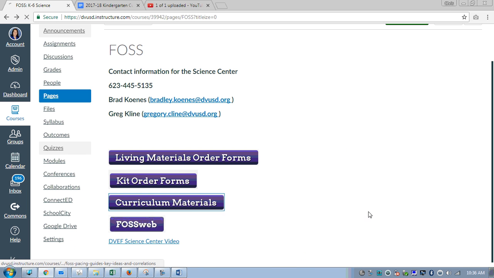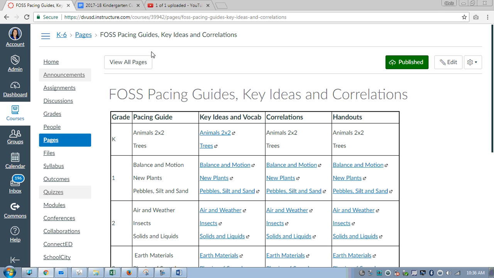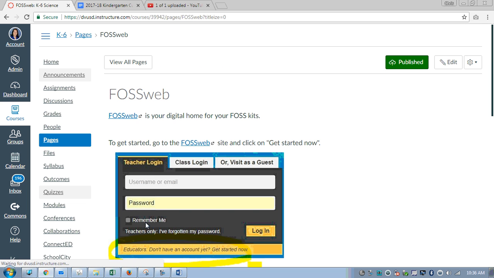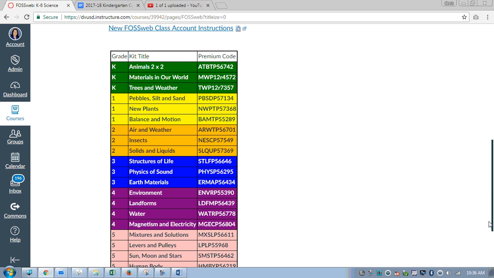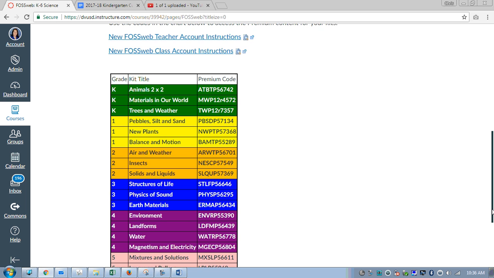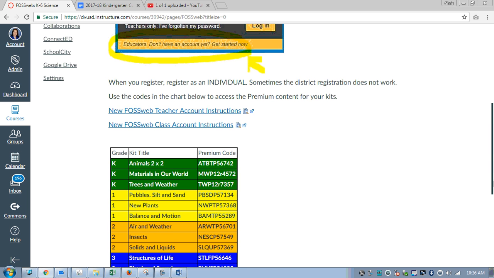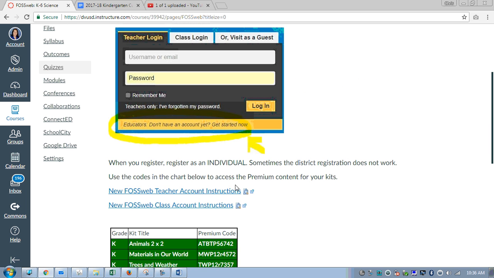The curriculum materials tab will take you to the wrong curriculum materials tab. The FOSS web tab will take you to the access codes for the premium content in your FOSS kit. So the instructions are up here on how to access, and if you haven't created a FOSS web account before, please make sure that when you're doing that you register as an individual. Sometimes that district registration part doesn't work, but the individual one always does.